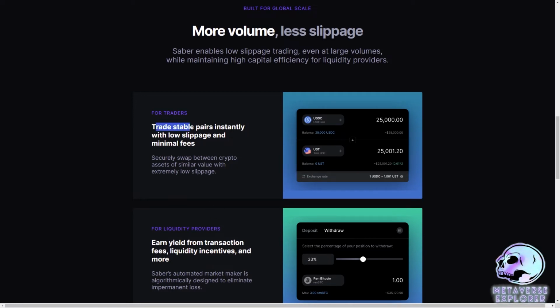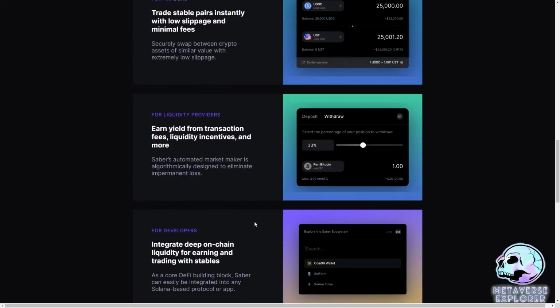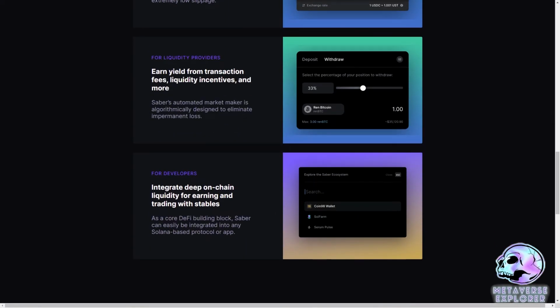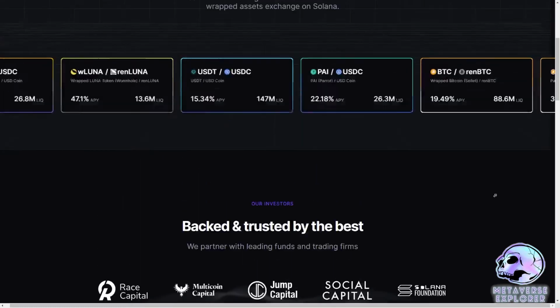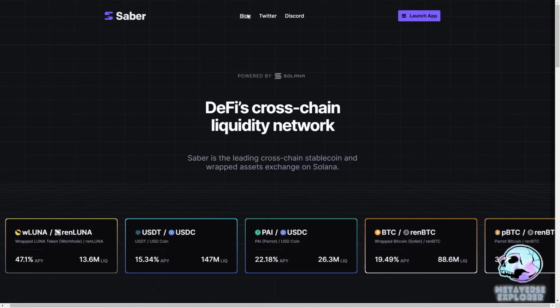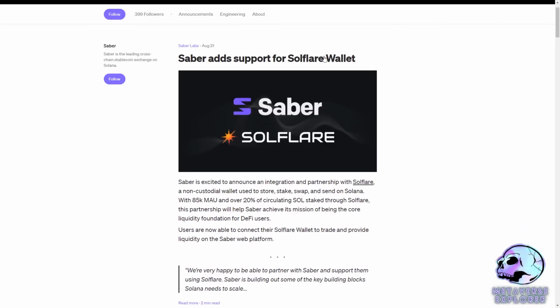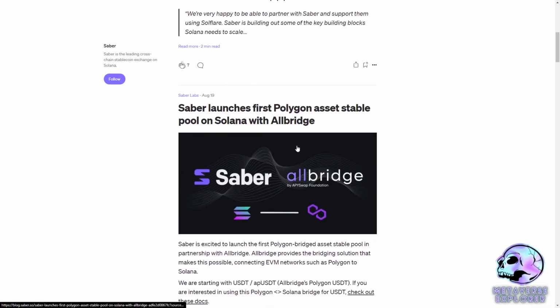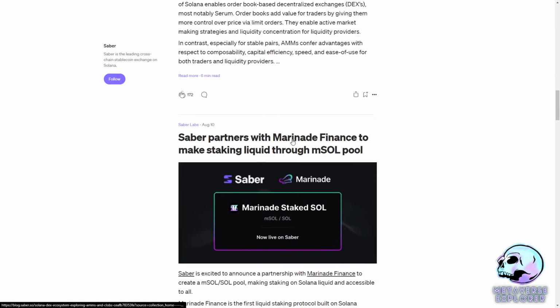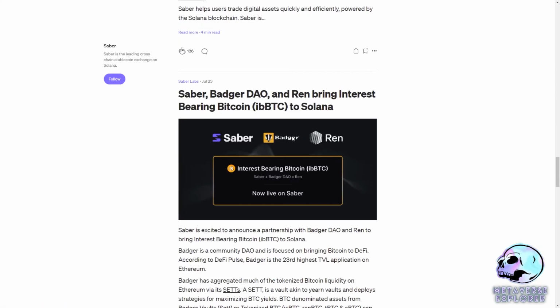So what do they want to give you at Saber Protocol? For traders, you can trade stable pairs instantly with low slippage and minimal fees. Same thing as Mercurial. You can earn yield from transaction fees, liquidity incentives, and more. So you can give your own coins to them. And they're trying to give you different wallets as well that you can use. Let's read more about them before we use them. Let's go to their blog. They recently added support for Solflare wallet. Let's keep going down. I want to find out about their token.